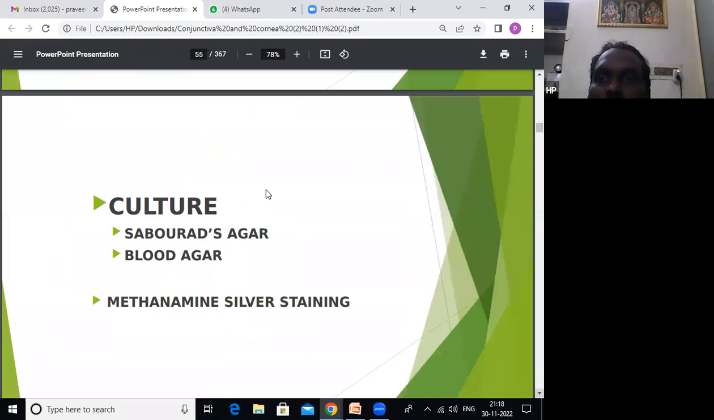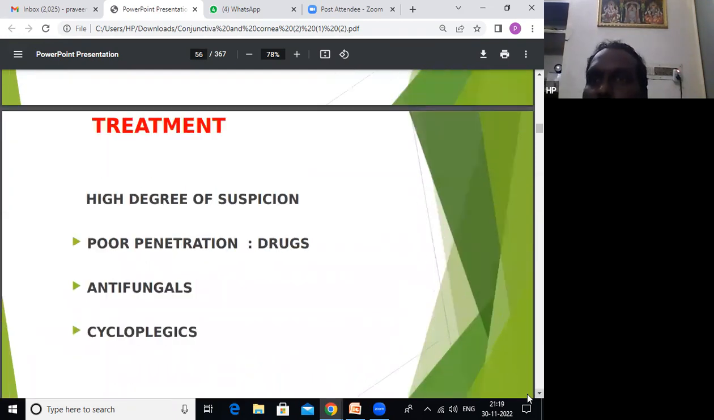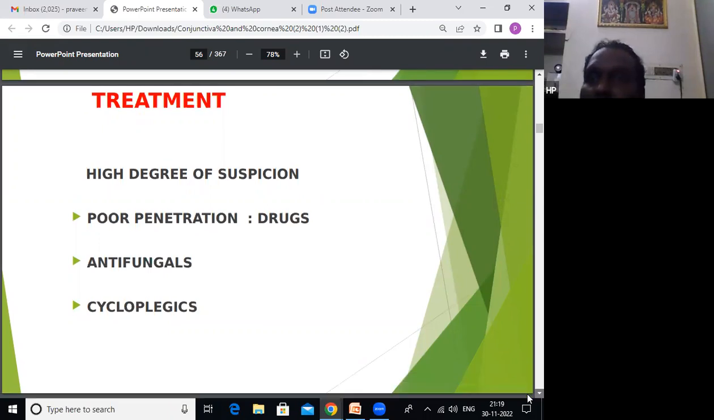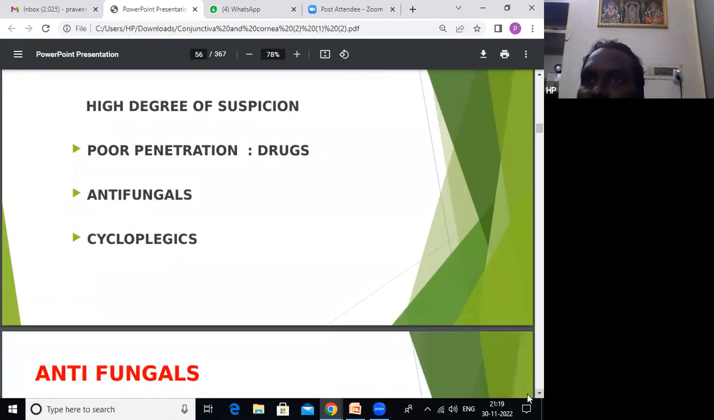Then the culture medium used for fungus is Sabouraud's dextrose agar. Sabouraud's dextrose agar is the culture medium used for fungus. Treatment, I've already told: the drug of choice for filamentous fungi is natamycin, and the drug of choice for yeast is amphotericin B. Steroids are contraindicated in the case of fungal corneal ulcer, and steroids are contraindicated in bacterial corneal ulcer also.